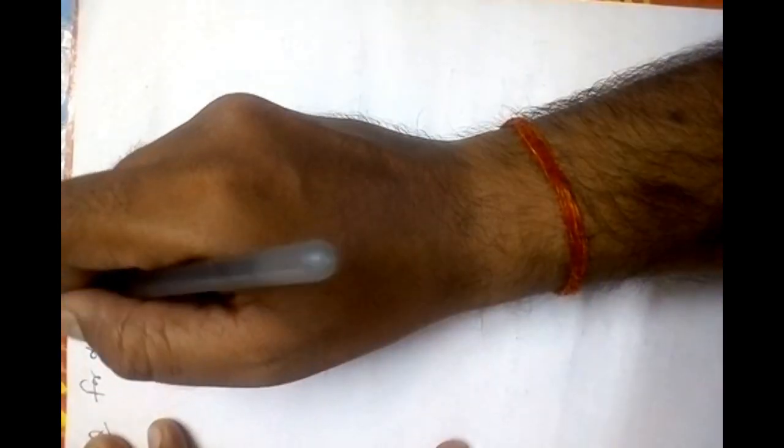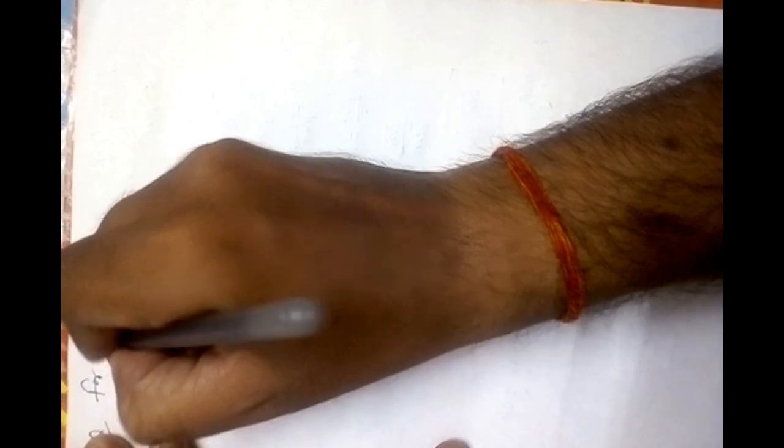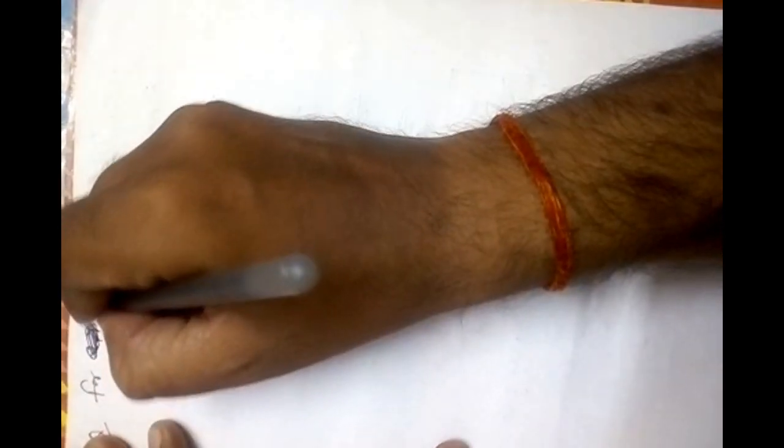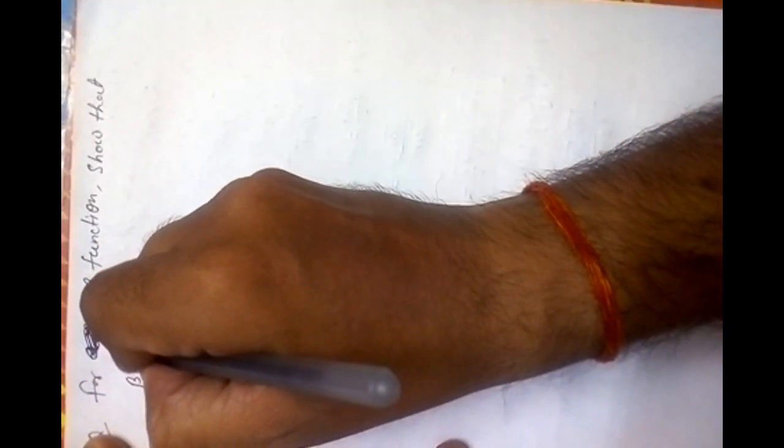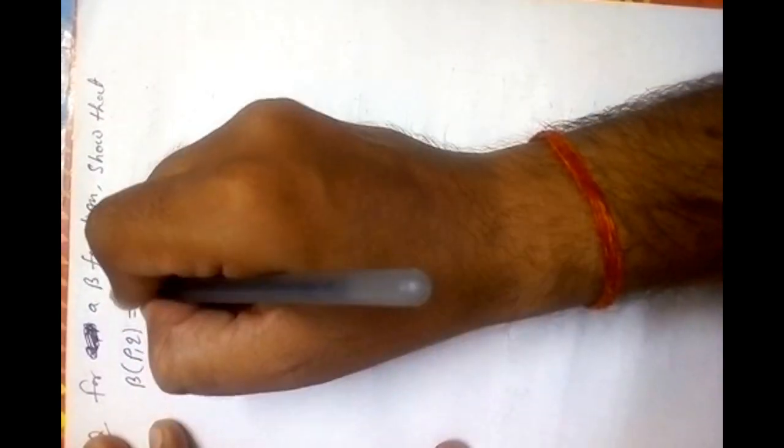Next question is: for alpha beta, for a beta function, show that beta(p, q) is equal to beta(p+1, q) plus beta(p, q+1).